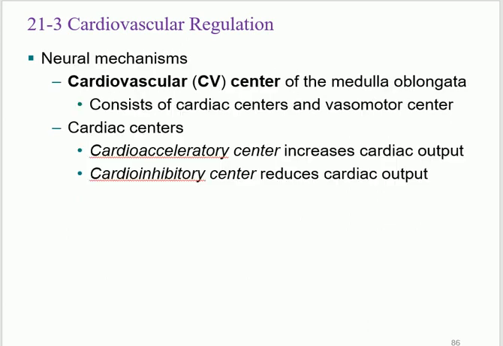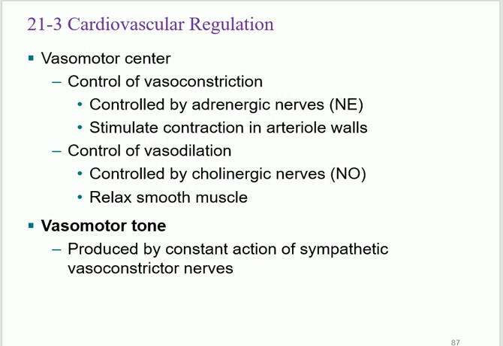The cardiovascular centers, we talked about those, the acceleratory and inhibitory. What do the cardiac acceleratory and inhibitory centers control? Does it control the stroke volume or the heart rate? From the name, heart rate. It's called acceleratory. What does it mean to accelerate? To speed up, which is a high heart rate, right? Instead of 60 per minute, it's 80, 90. So acceleratory accelerates the heart. Inhibitory slows down the heart.